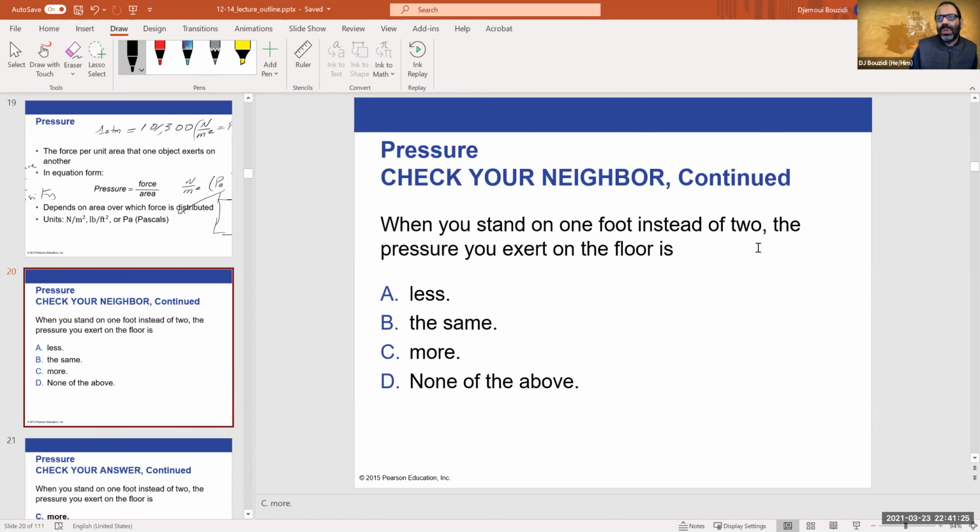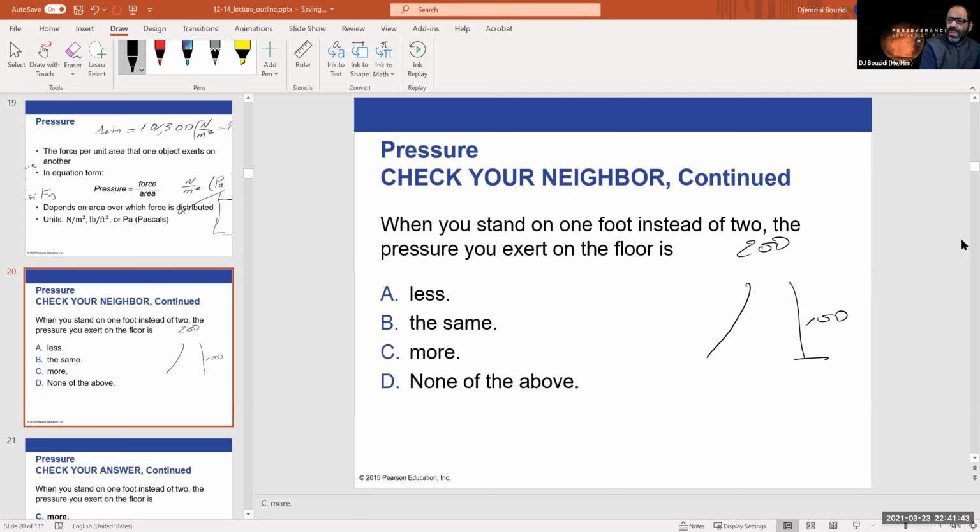Again, when you stand on one foot instead of two, the pressure you exert on the floor is going to change. So you have two feet now. If you weigh, for example, 200 pounds, you have 100 pounds on this foot. That is the pressure on this side. You have 100 pounds on the other foot. If you lift one of them, your entire 200 pounds is going to be exerted on one point. So it's going to double, actually, more or less. Okay? Because again, you made the area less, that's all.